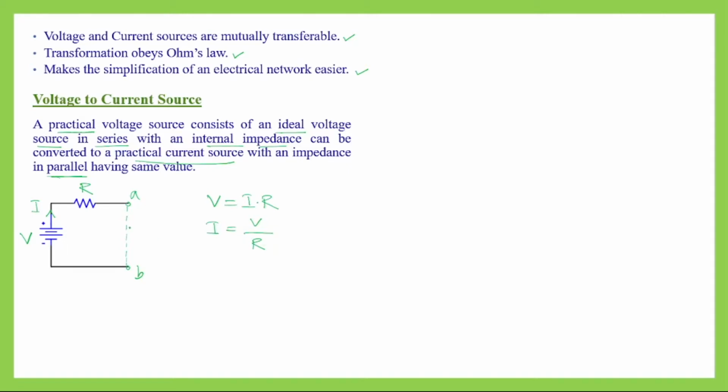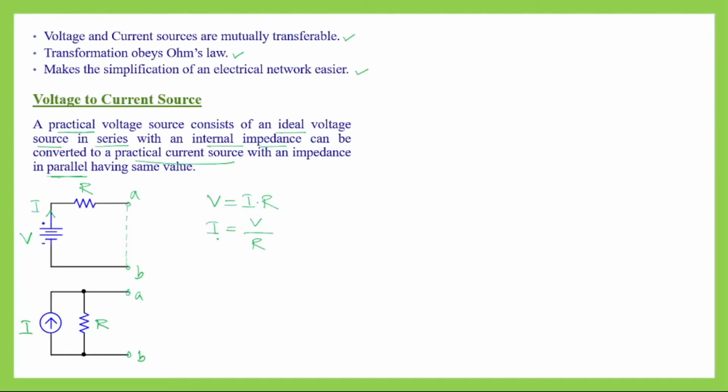Now what we can do is, between the two terminals, this voltage source and the resistance which is connected in series can be converted into a current source, and this resistance having the same value will be connected this time in parallel. So it will look like this. The current value of this current source will be I, which is V divided by R, and this resistance, which this time is connected in parallel, will have the same value, and they will be connected between the same terminals A and B.